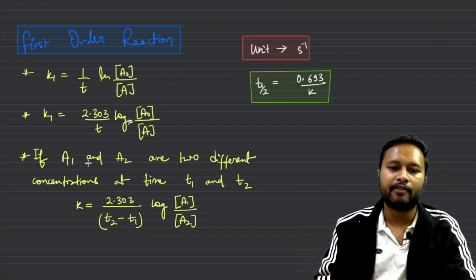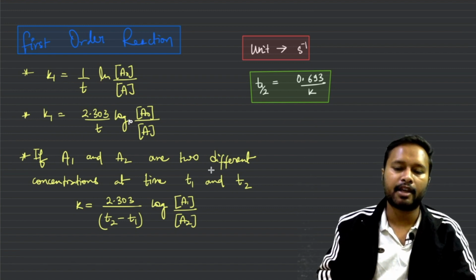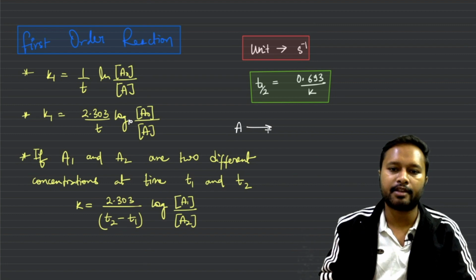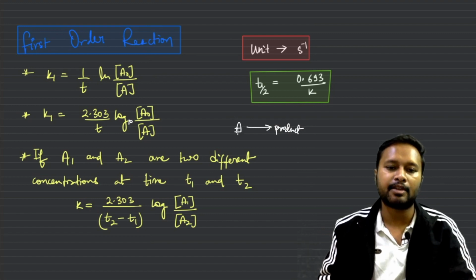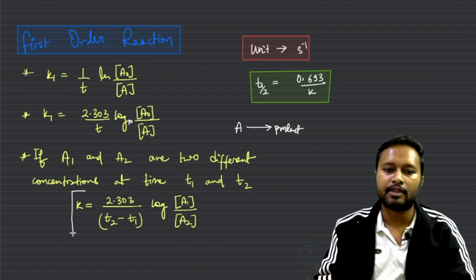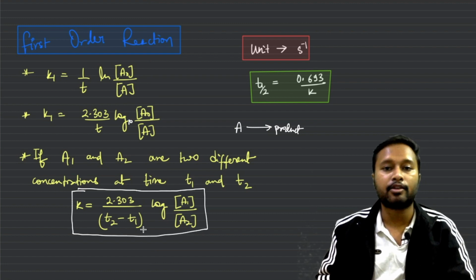Now, let's say A1 and A2 are two different concentrations at two different times, T1 and T2, and the overall reaction is a first order reaction. That means the reaction is the same, A is getting converted into product, but you have two different concentrations of A at two different times. In that case, the rate constant will be given as 2.303 upon T2 minus T1 log A1 upon A2. This is a very important expression which can help you find the rate constant for the first order reaction if you are given two different concentrations at two different times.